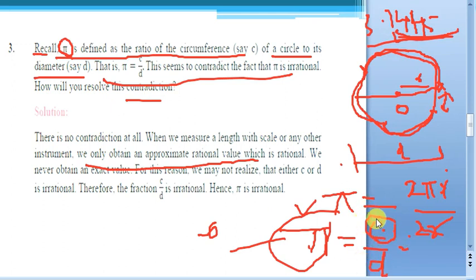So for this entire thing to be rational, this has to be an integer, and this also has to be an integer. Even if you simplify these two things, you won't be getting an exact value. So that is the reason. Even if you assume pi as c by d, which looks like a rational form, this is not so. Pi is always an irrational number only.